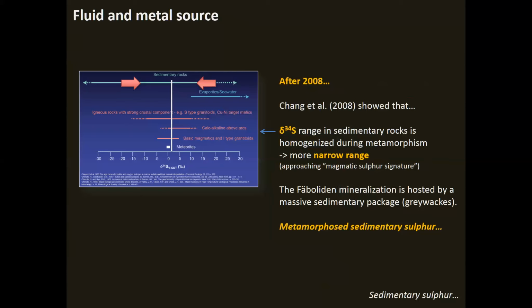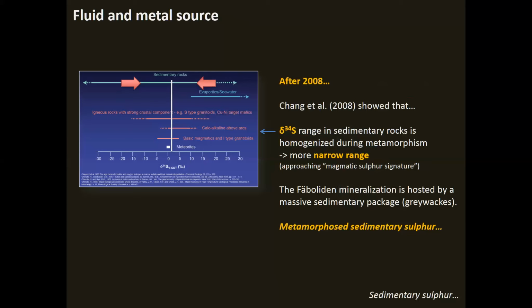But after 2008, Chang and co-workers showed that the sulfur isotope range could be very much narrowed if subjected to metamorphism and strong deformation. So the very wide range of sedimentary isotope signatures that we see in sedimentary rocks can actually be pushed a little bit together. So we are sort of approaching a magmatic sulfur signature in the sulfur data.